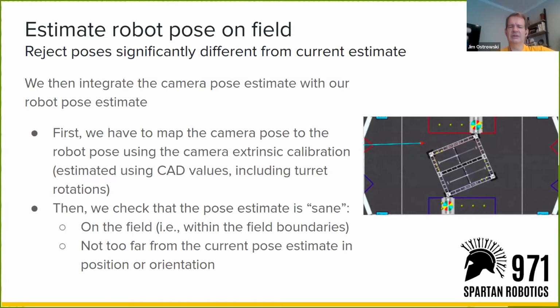And also we want to make sure that, for example, the estimate is within the field. These estimation procedures can sometimes have unstable points that they map to, where, say, the target is actually virtually behind the robot, or it sends it significantly off the field. So we just reject those. So there's an outlier rejection that we do there.